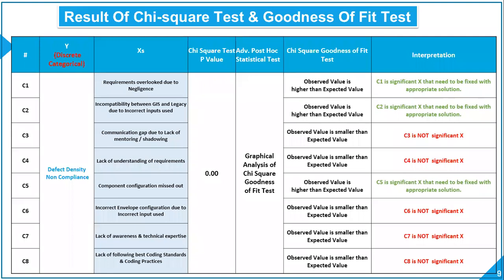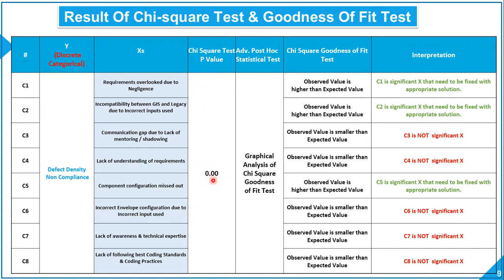Result of the chi-square test and goodness of fit test. If you could recall, we had a similar table while we executed the statistical test for PT non-compliances in our first strategy. Now for the second strategy, we're going to have a similar table, right? So here, the Y is defect density non-compliance in this particular case, and we have 8 different critical causes which we segregated from the CI matrix. Now the chi-square test p-value here was 0.00.